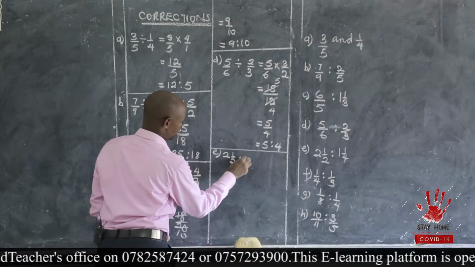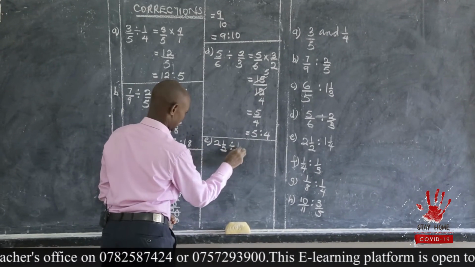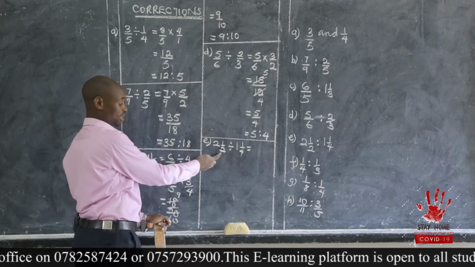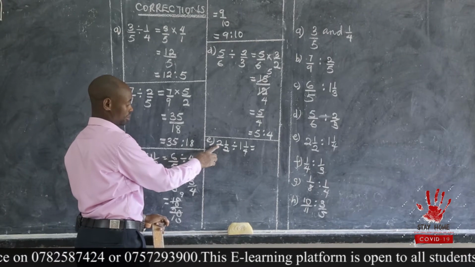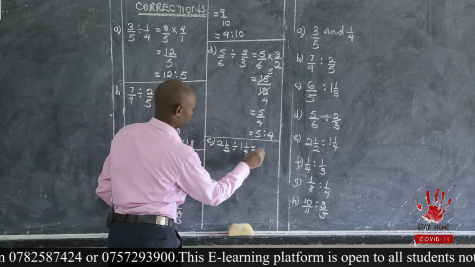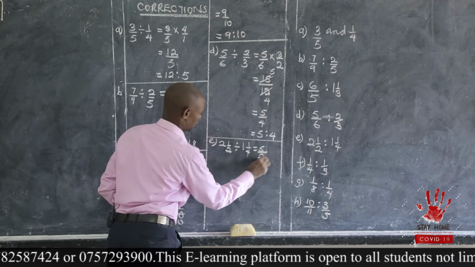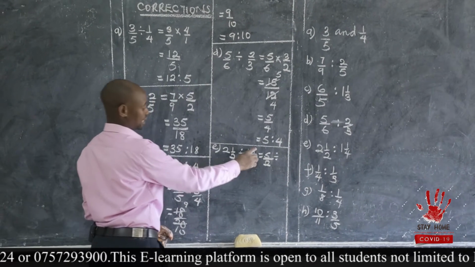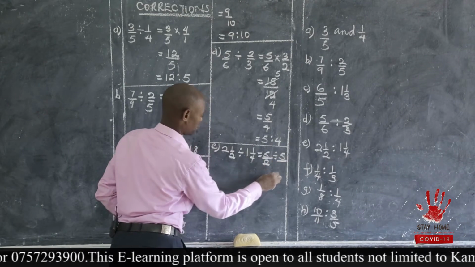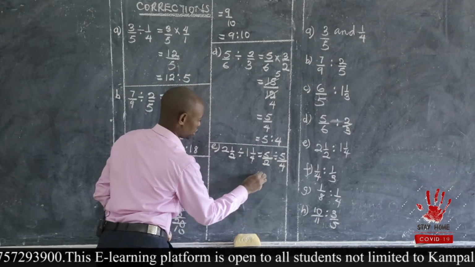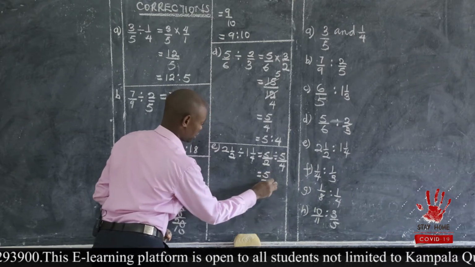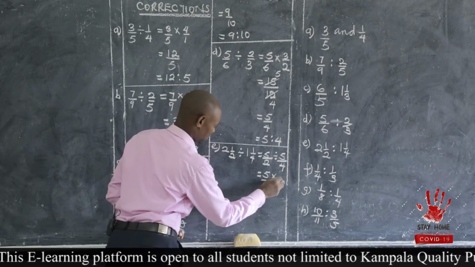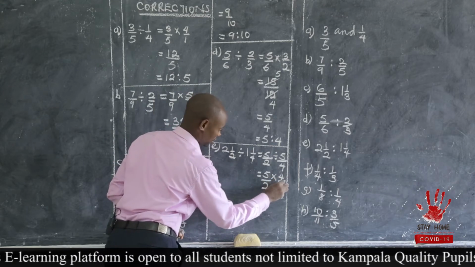So E, we are supposed to have 2.5, which we are supposed to divide by 1.25. So this one is going to give you, change this one into an improper fraction, 2 times 2, 4, plus 1, which is 5, out of 2, divided by 4 times 1, that is 4, plus 1, that is 5, out of 4. So this one is going to give you 5 out of 2. Then division will change into multiplication, which is 4 out of 5.